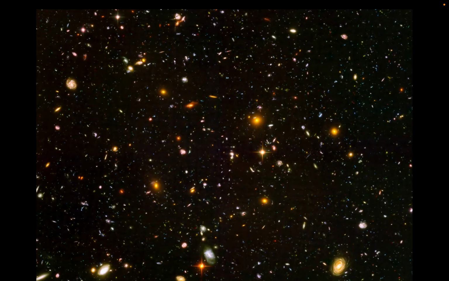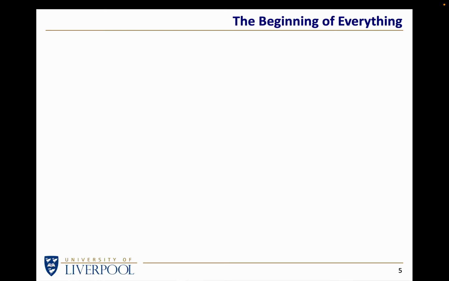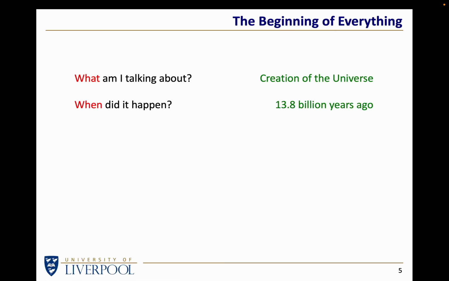Something like this, a Hubble Deep Field, reminds us just how much is out there. Remember, this is a tiny patch of sky, and yet we can see thousands of galaxies. That's how we come to the conclusion that probably throughout the entire observable universe, there are some trillion or so galaxies. But what I'm talking about is the creation of all this stuff that we can see. Where did it all come from in the first place?